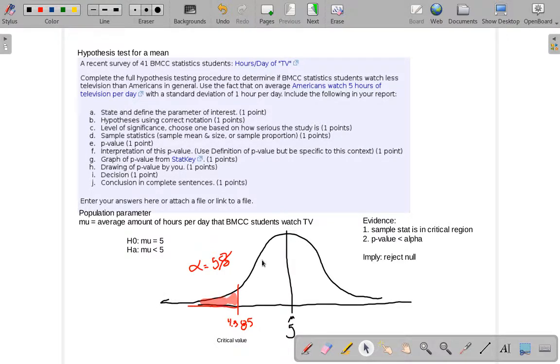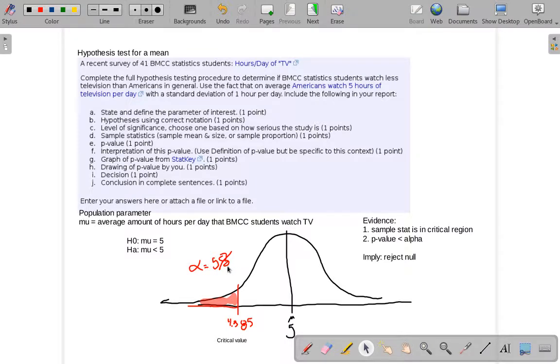So I want to start drawing a sketch of this, and then we'll add to the sketch as we move along. So we draw our best bell curve, and then we write down that this is a mean, so mu, and the value of the mean from the null hypothesis. Then we make a note of if it's a left tail, right tail, or two tail, and mark our significance level. So alpha is the significance level.